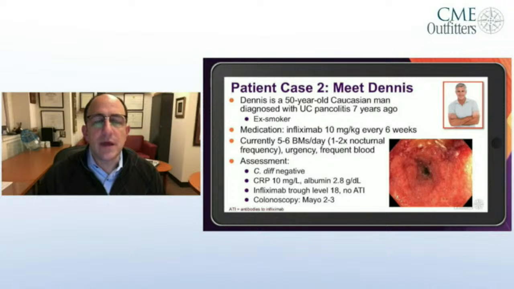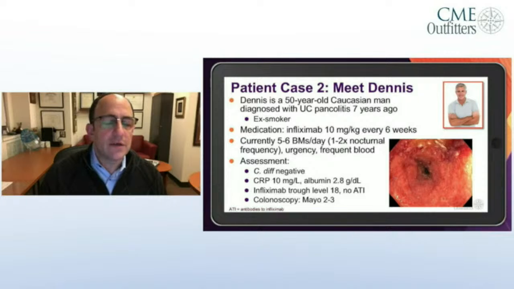You assess him and you confirm that he has C. diff negative. His CRP is elevated, his albumin is low, and remember that that's a prognostic marker as well and probably indicates both the burden of inflammation as well as leaking protein. And in fact, when you assess an infliximab trough level, you're surprised to find there's lots of drug there and there's no anti-drug antibodies, no antibodies to infliximab. Colonoscopy is subsequently performed and confirms that he's pretty inflamed, as you can see in that photo there.